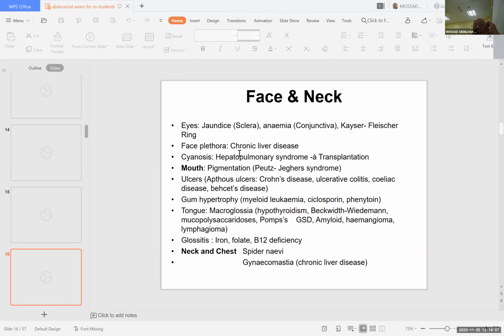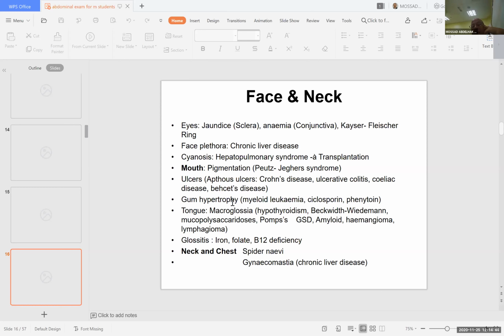Is there any plethora in the face due to chronic liver disease? Is there any cyanosis or hepatosplenomegaly? All these are very important. Then you will come to the mouth. Is there any pigmentation? There is one disease, or a lot of diseases, like Peutz-Jeghers syndrome, okay? Is there any ulcer, which can be a simple aphthous ulcer, or it can be Crohn's disease or celiac disease or Behcet disease? You know this Behcet disease, which is ulcers in the genitalia, in the mouth, like that.